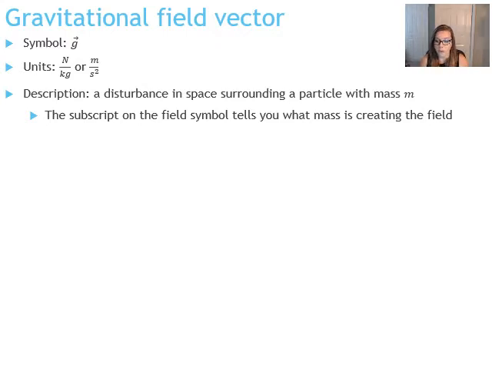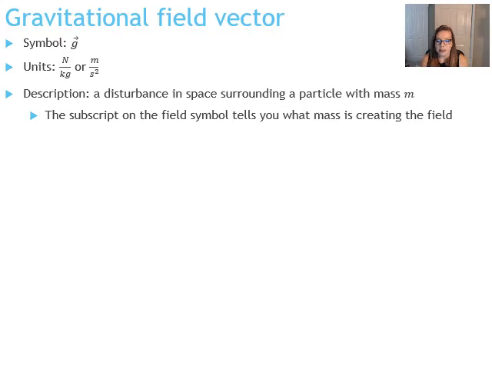So let's start off with gravitational field vectors. The symbol is a little lowercase g. This is the gravitational field. You may also hear it described as the acceleration due to gravity. It might be confusing to you. I'm just going to call it the gravitational field vector, but they're kind of interchangeable. So this is the acceleration due to gravity.